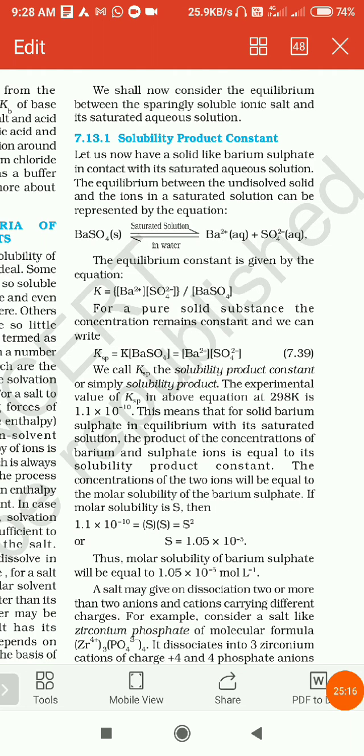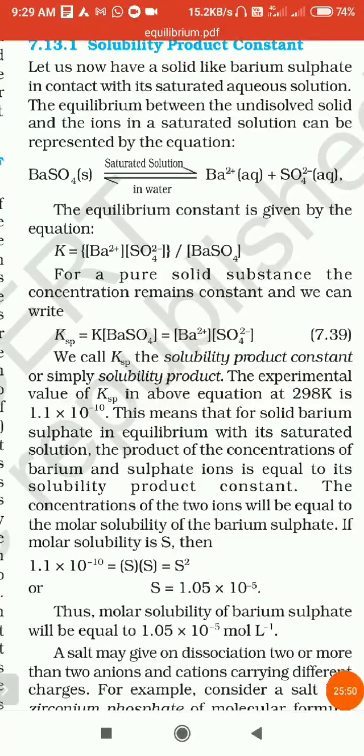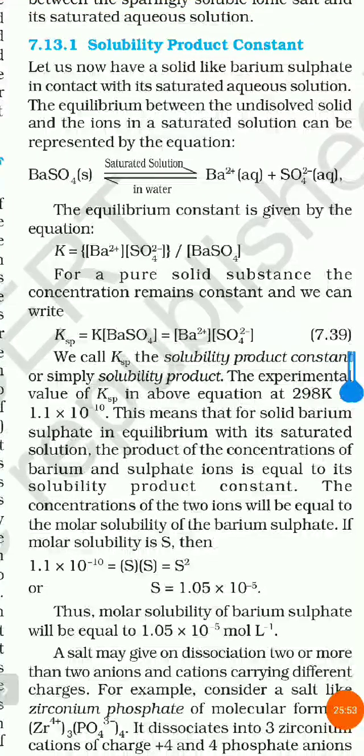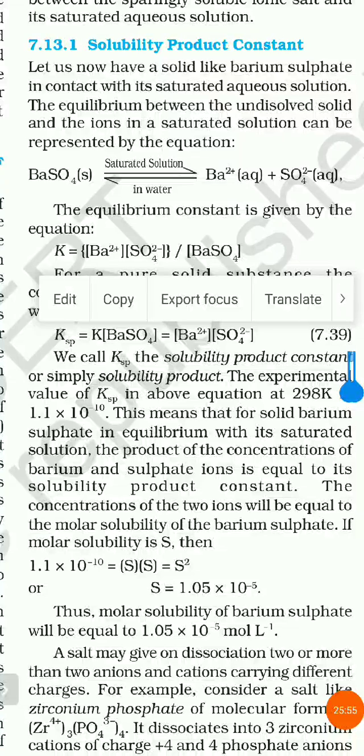We have already seen the Kc value and the Kp value. Same like Ksp, Sp stands for solubility product only, called Ksp. Therefore, Ksp is equal to K into the concentration of Ba2+ into the concentration of SO4 2-. So that is called the solubility product constant, or simply the solubility product, you can say that.